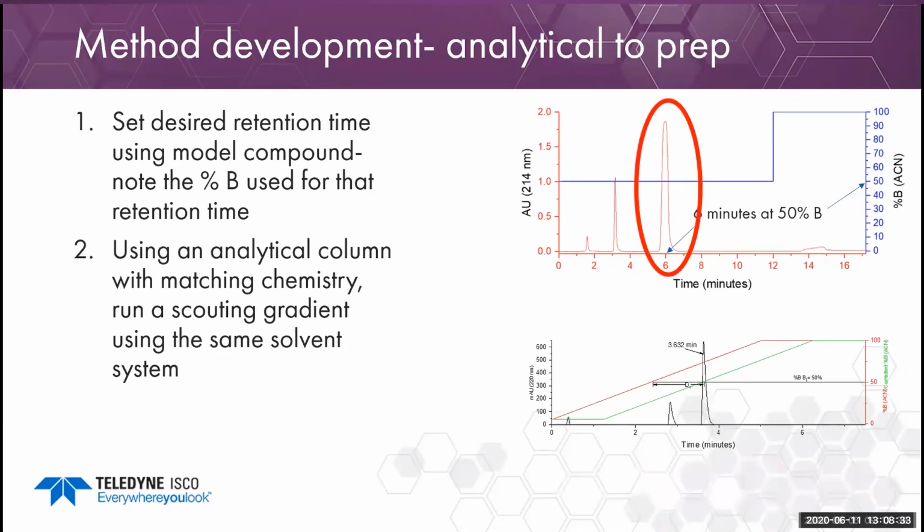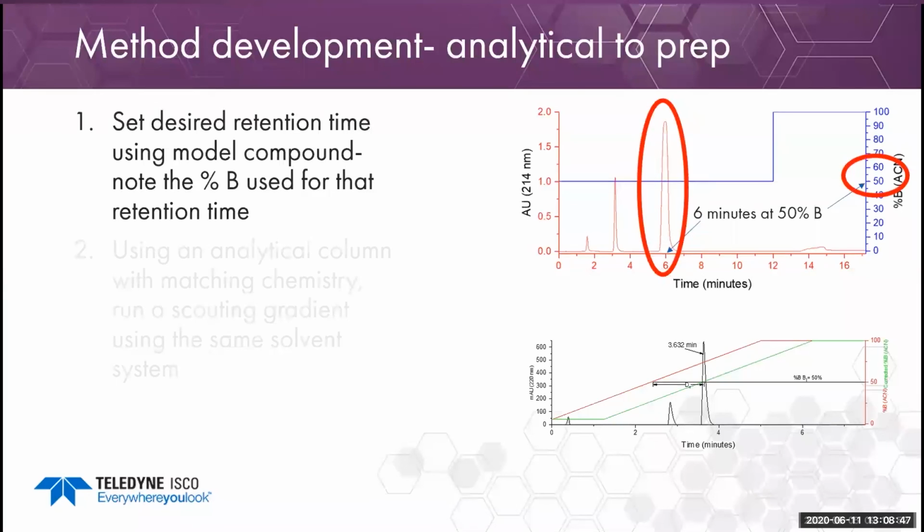On your prep system, do an isocratic run with a model compound and set the retention time as desired. The universal test mix used with Teledyne ISCO systems is good for reverse phase and some other column chemistries. Note the solvent composition used to set the retention time. You don't want the retention to be too early, or there will be no resolution from early eluting compounds. For most purposes, 6 minutes using a 150 millimeter long column works fine. For a longer column, such as 250 millimeters, I like to set a 10-minute retention, which scales from the 6 minutes on a 150 millimeter column.